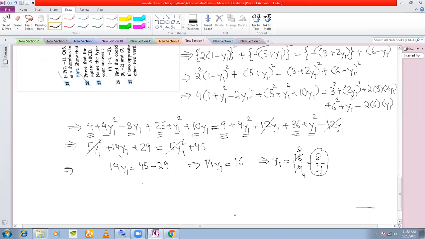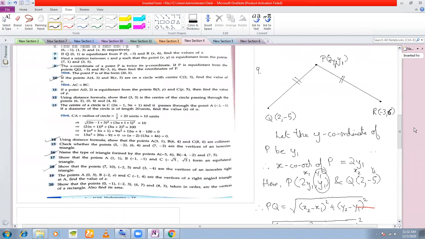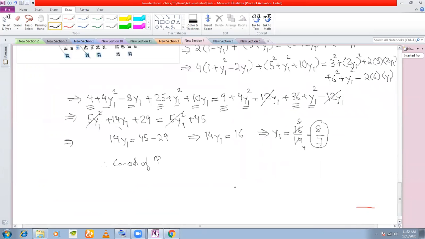So what should be the coordinates of P? Therefore, coordinates of P was 2y1 comma y1. 2y1 comma y1 equal to P. So this will be twice of y1 comma y1. So this is P (16 by 7, 8 by 7). Okay, so that is your required point.